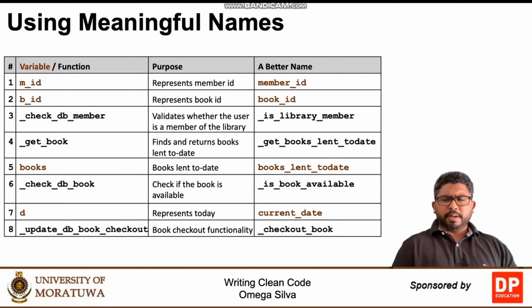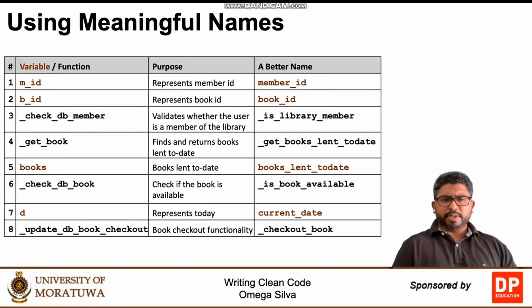Let's look at the method name, checkDBMember, which validates whether the user is already a member, can be easily named as isLibraryMember, which is self-descriptive on the functionality that it performs. The same goes for the rest of those variables and methods or the functions.